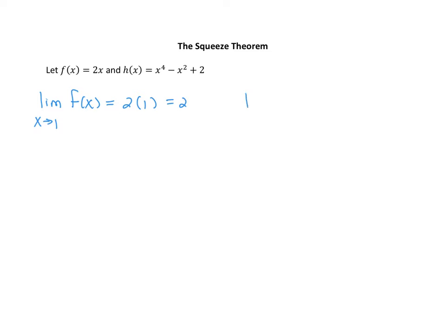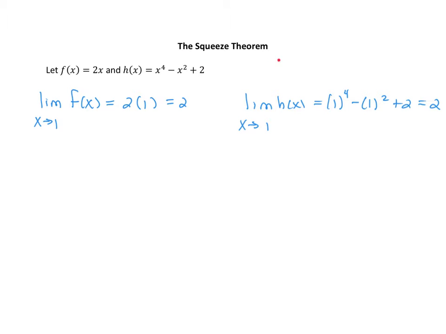You can do the same thing for h of x. Again, you can just substitute 1 into all the x's and you get 1 to the fourth minus 1 squared plus 2. And this limit is equal to 2 as well. It turns out that the limits are actually the same thing.